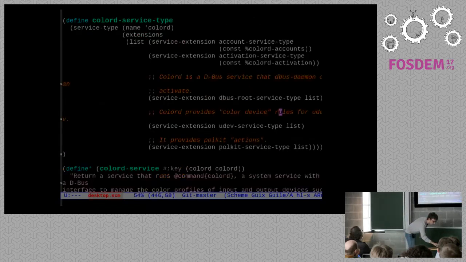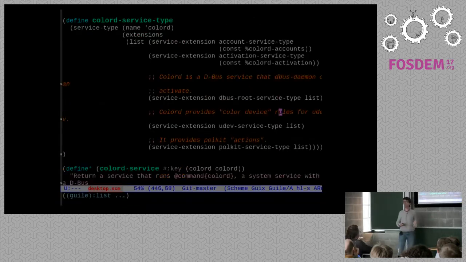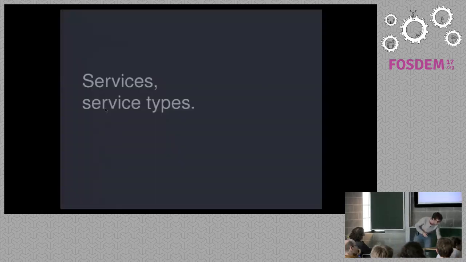And for polkit, we provide polkit actions, which are themselves contained in a package object. So we have disjoint types for all these things, so we can know precisely what it is that we are manipulating, right? So it's not like this key value dictionary that I showed before. You have to be very precise about the types that you're manipulating and the things that you're providing as extensions.